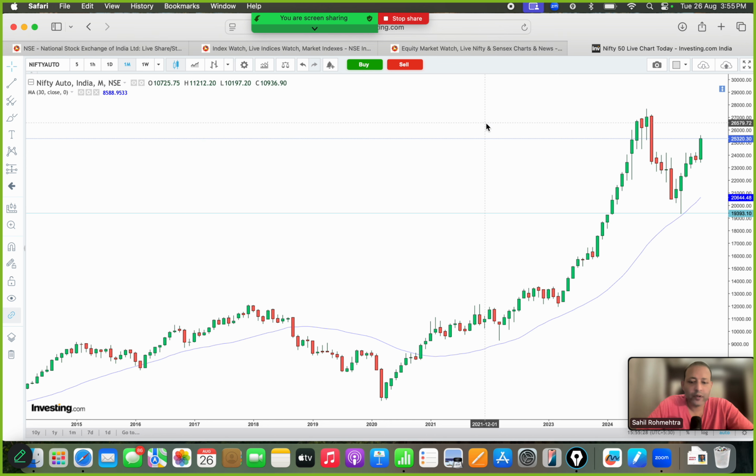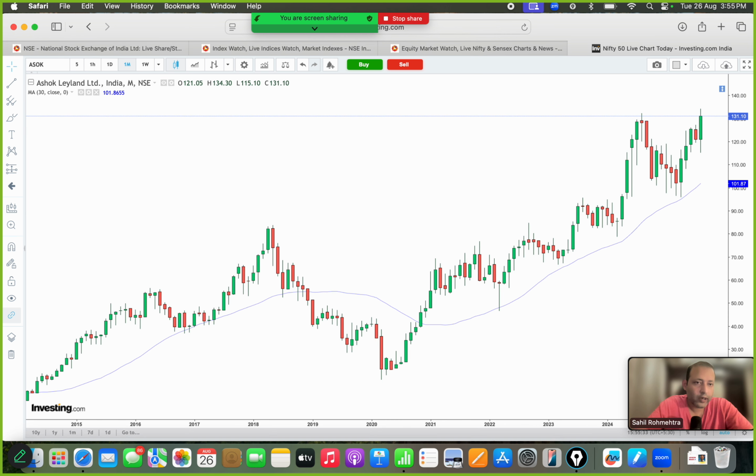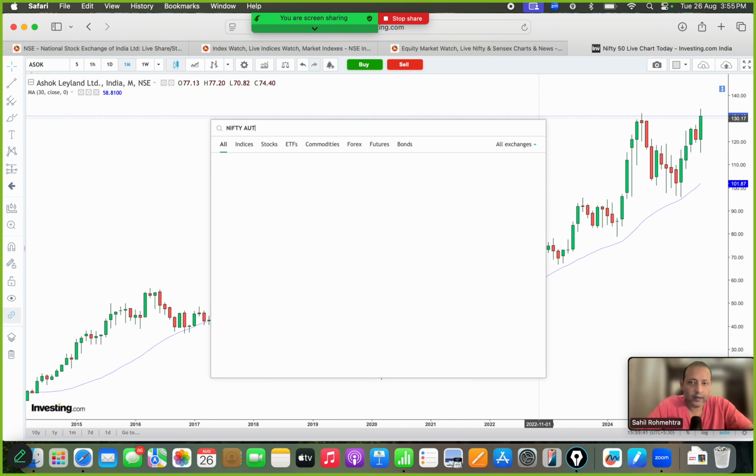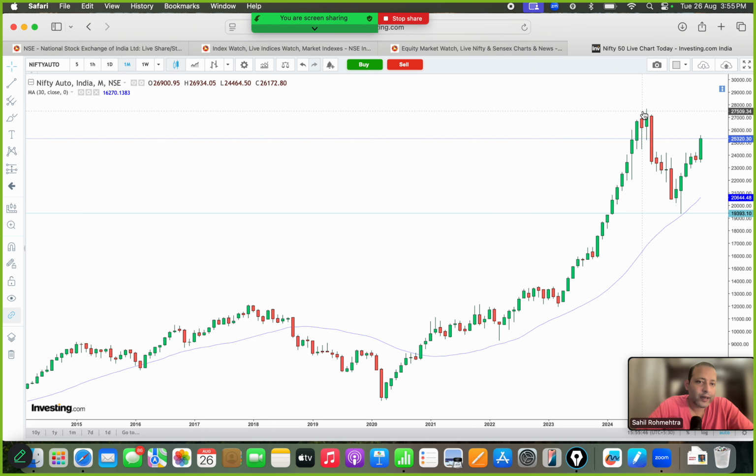So for example, the first stock is Ashok Leyland. We have a look at the index here and we look at Ashok Leyland, and what we will see is that even in Ashok Leyland, it obviously defended the 30 period low, but I'll just show you the index here. But we can see that the index is trading significantly below its previous high. And so this is its all-time high.